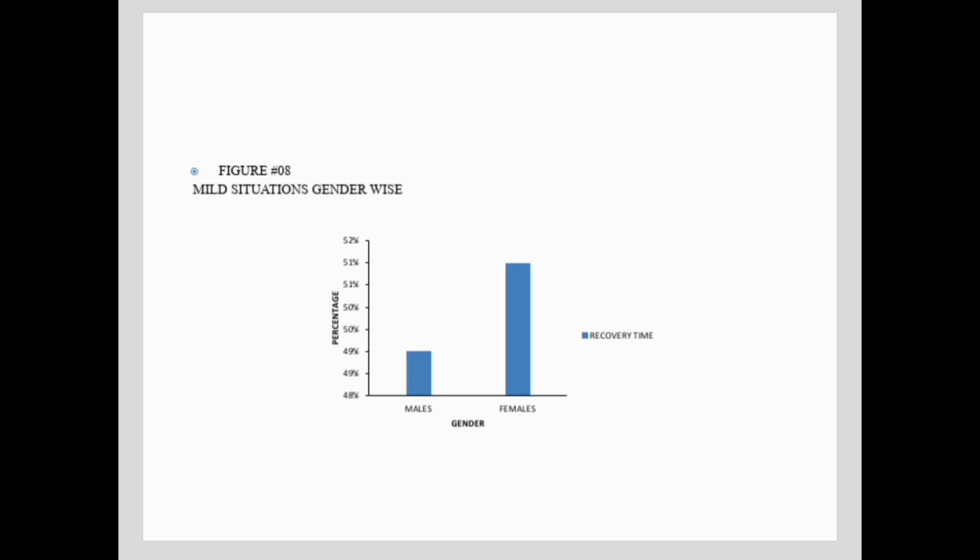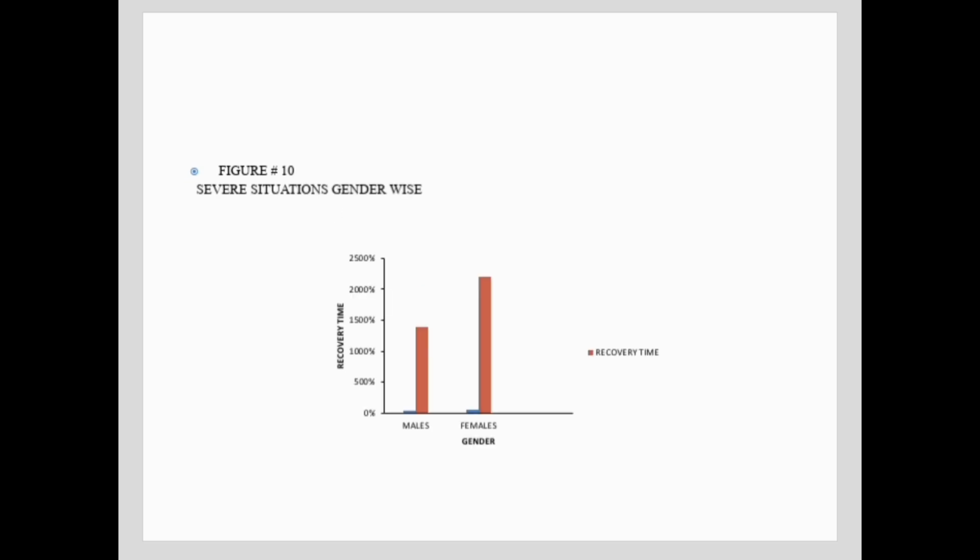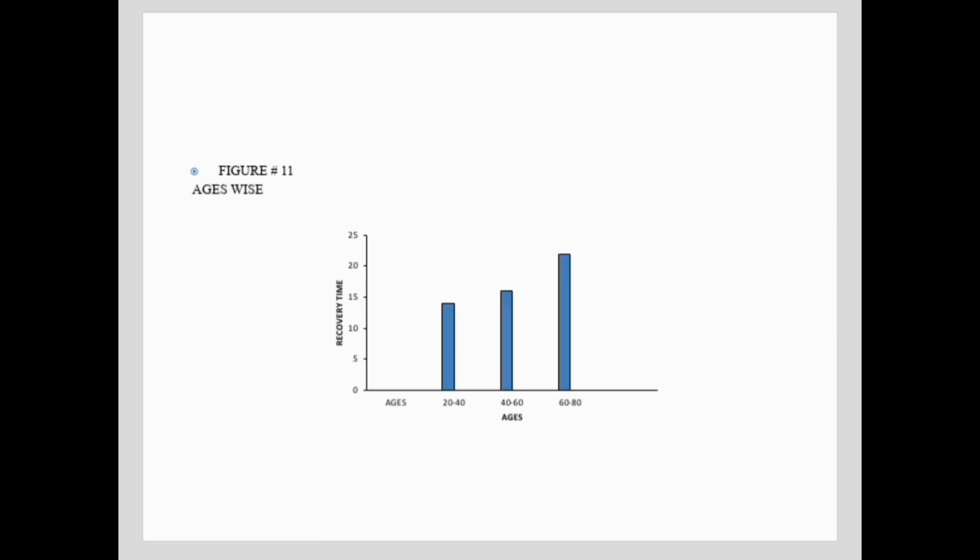In the mild situation gender wise, 49% male and 51% female. Males recovered in 10 to 14 days, and females in 14 to 22 days. Age wise, 20 to 40-year-olds recovered in 8 to 10 days, 40 to 60-year-olds in 14 days, and 60 to 80-year-olds in 14 to 22 days. In severe condition, males recovered in 18 days and females in about 22 days. Age wise, 20 to 40-year-olds recovered in 15 days, 40 to 60-year-olds in 20 days, and 60 to 80-year-olds in above 20 days, about 22 days.